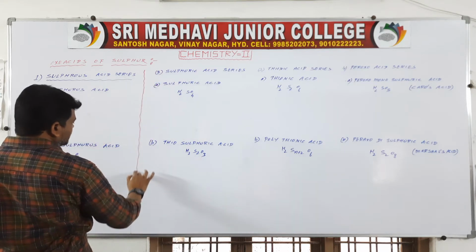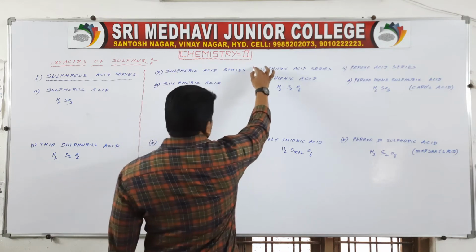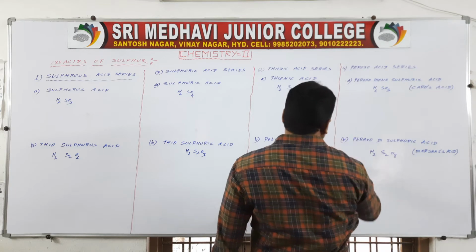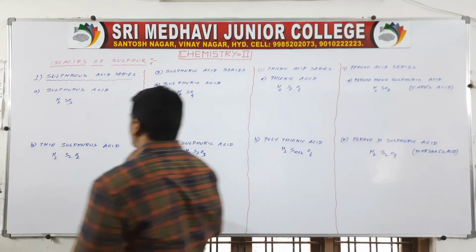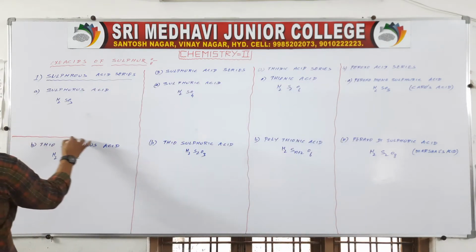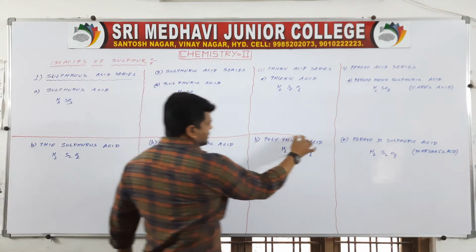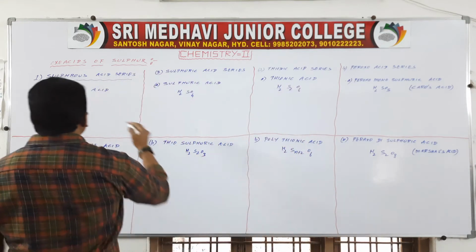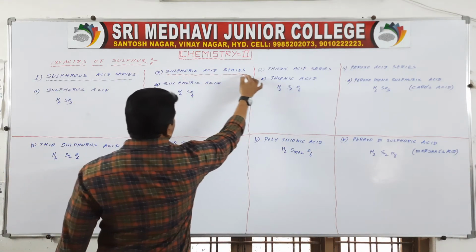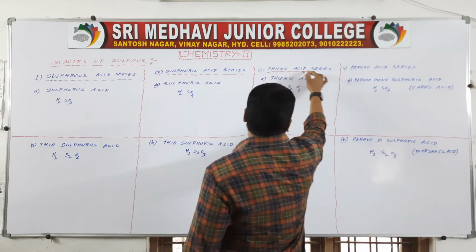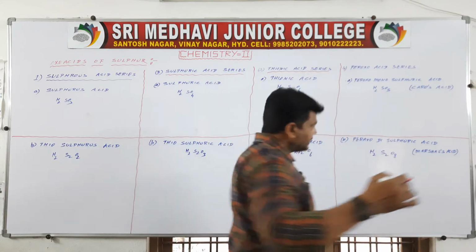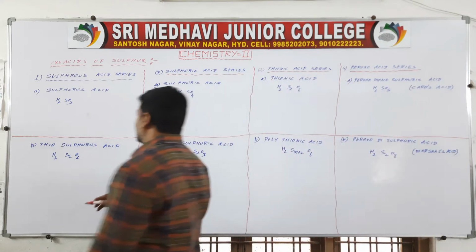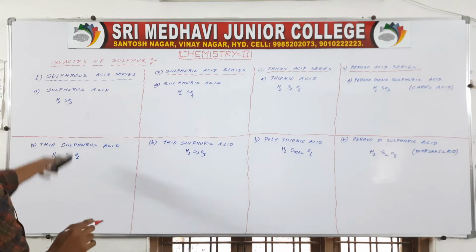Now you have to know its structure, oxidation state, basicity, all this information I am going to give. Now you have to know its structure and the remaining you have to go through. This is the sulfuric acid series, then the thionic acid series, then the peroxo acid series.